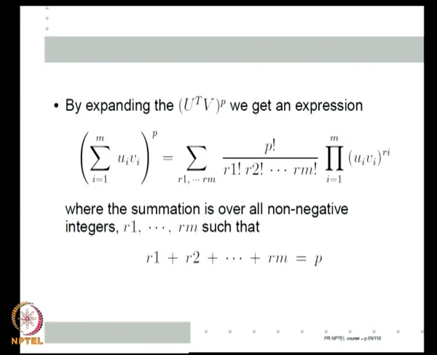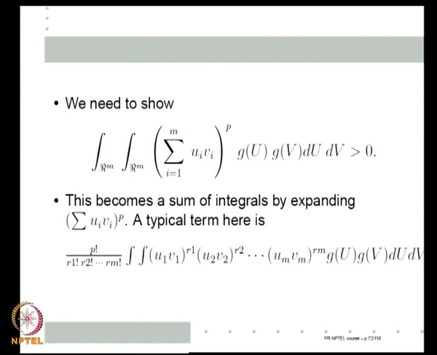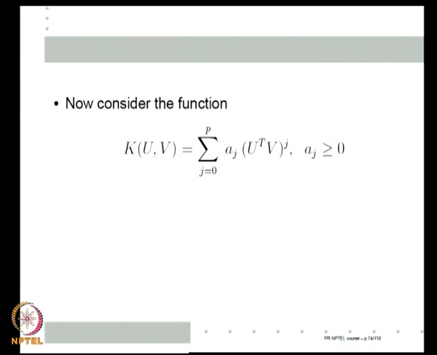Starting from here, now we can show that, suppose I have another function k(u, v) which is not just u transpose v to the power of some power, but the sum of a_j times u transpose v to the power j, where j's are integers going from j equal to 0 to p. So it is a0 plus a1 u transpose v plus a2 u transpose v square, a3 u transpose v cube, and so on all the way up to ap u transpose v to the power p, where all the coefficients are non-negative.